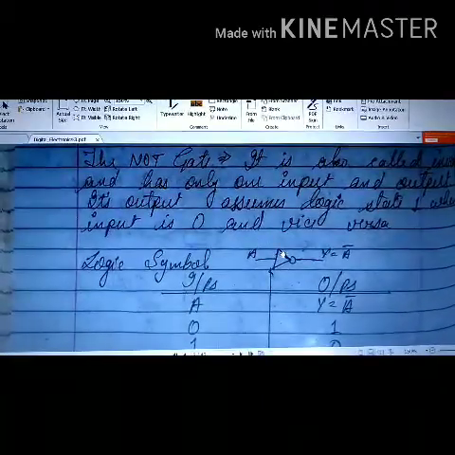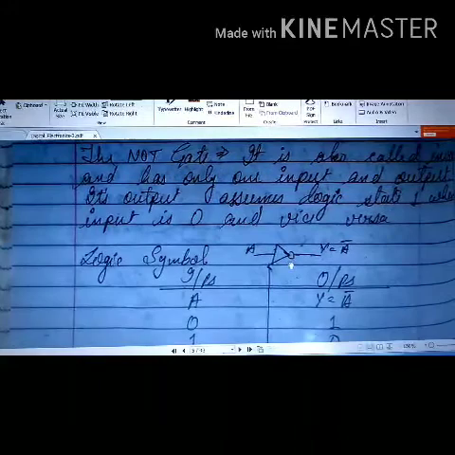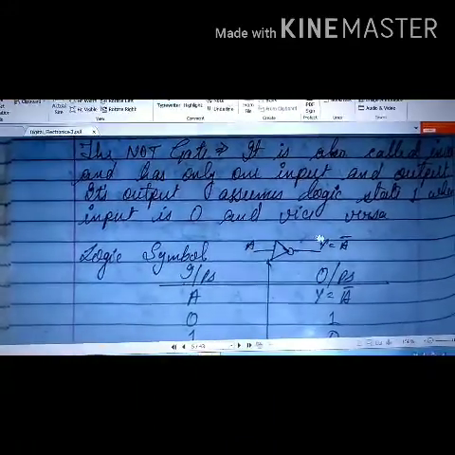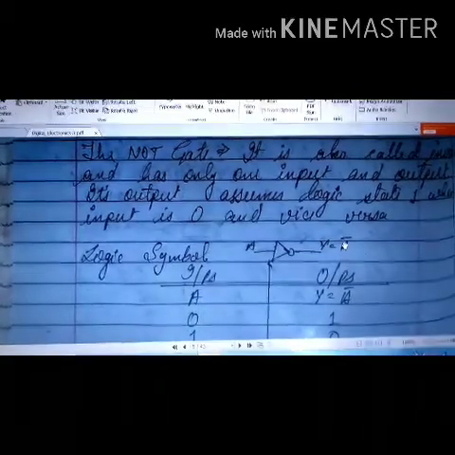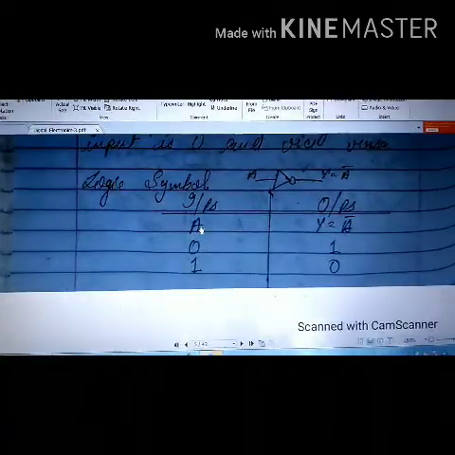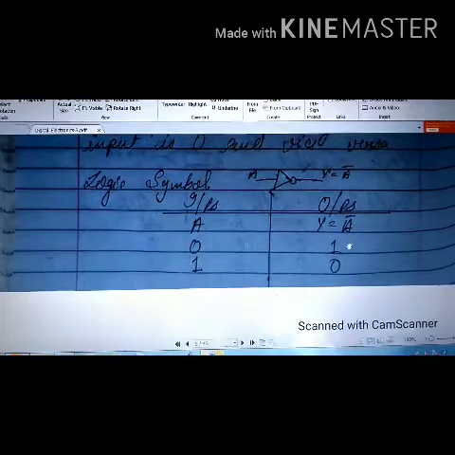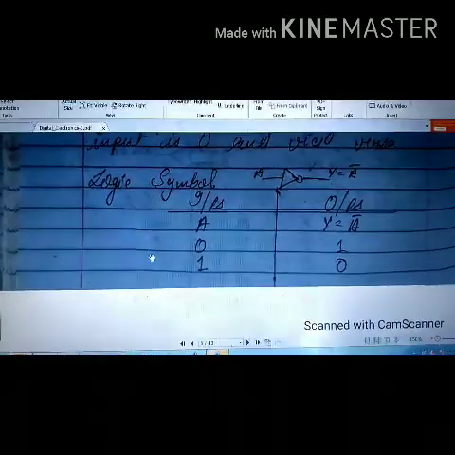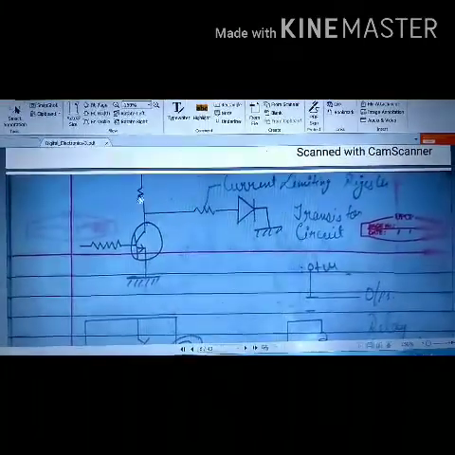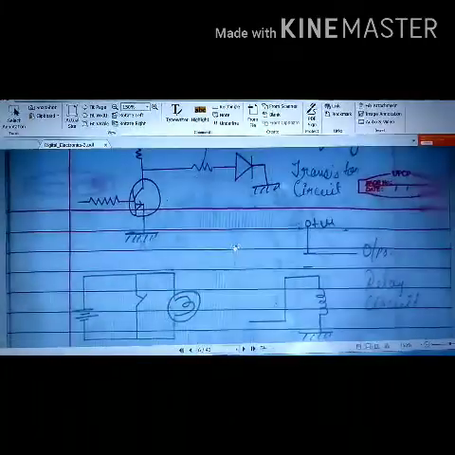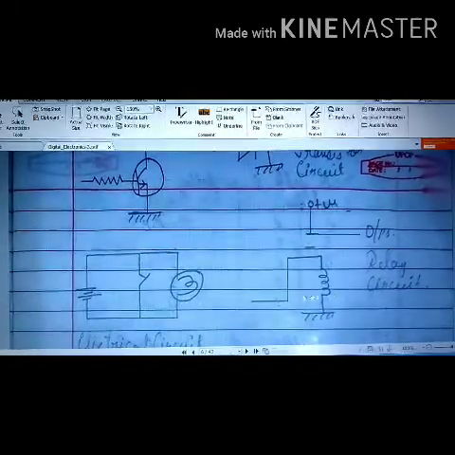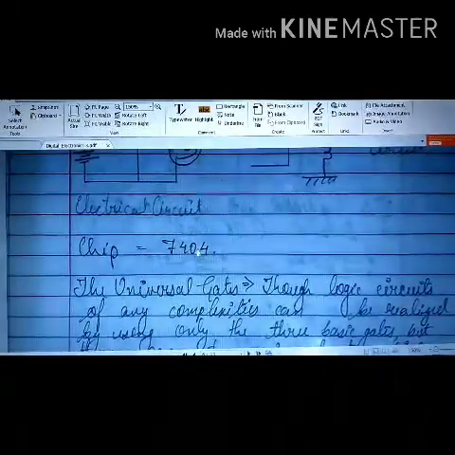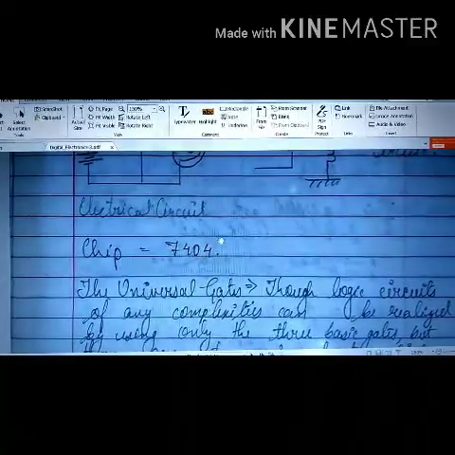Here's a logical symbol where this bubble signifies the inversion operation. A is the input and output will be equal to A bar. So its truth table will be: A is 0, then Y will be 1. If A is 1, Y will be 0, it is opposite. Okay. With the help of a transistor, it can be made like this. This is an electrical circuit and this is a relay circuit for the same. Its chip number is 7404.